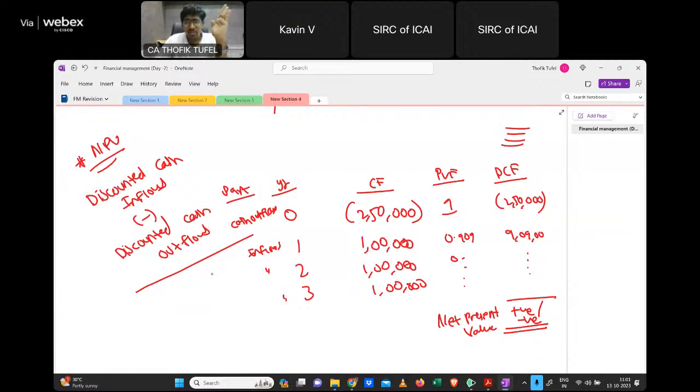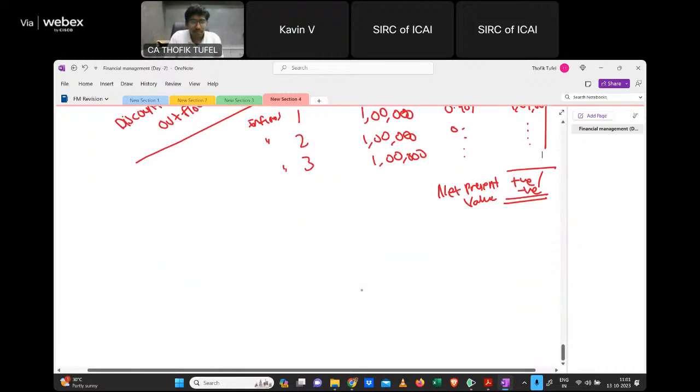So for exam perspective, net present value, now this table you have to remember. Year, cash flows, present value factor, then discounted cash flow. So now this is discounted outflow and this is discounted inflow. Once you total this, that means discounted cash inflows minus discounted cash outflows, you will get the net present value. If net present value is positive, accept the project. If net present value is negative, reject the project.